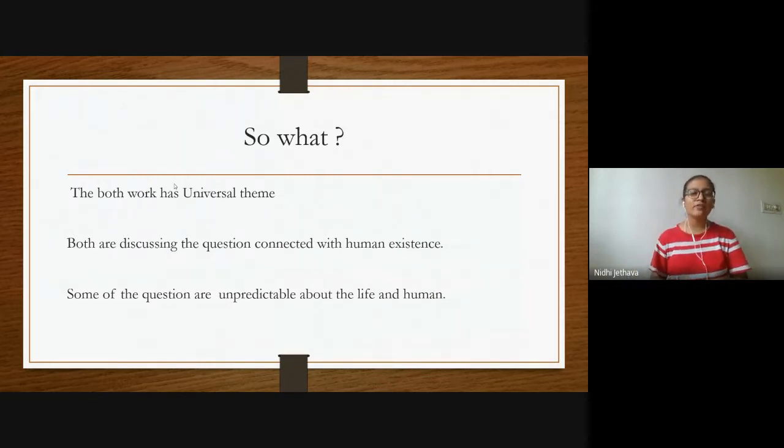So the character of Sharmi teaches us that life is full of meaning. But simultaneously he taught us not to stay anywhere, not to get stuck anywhere, because moving on is the nature of the universe, and you have to move on. Both discuss questions connected to human existence.